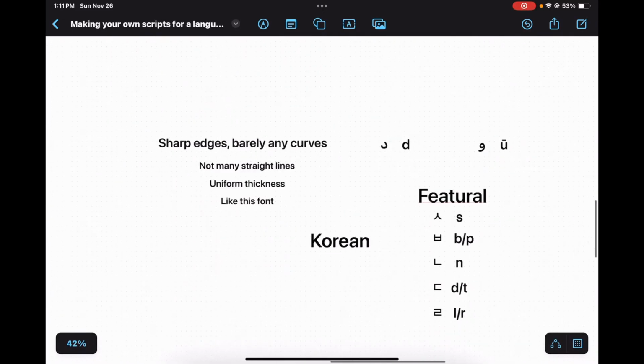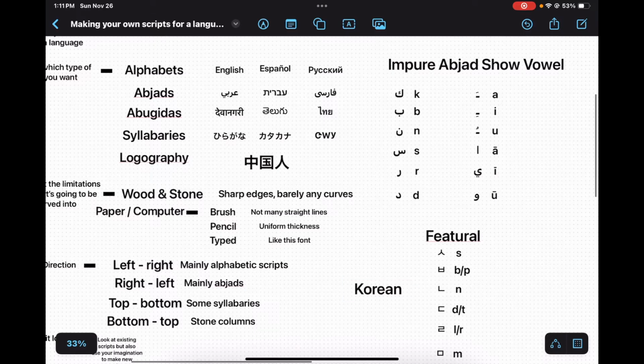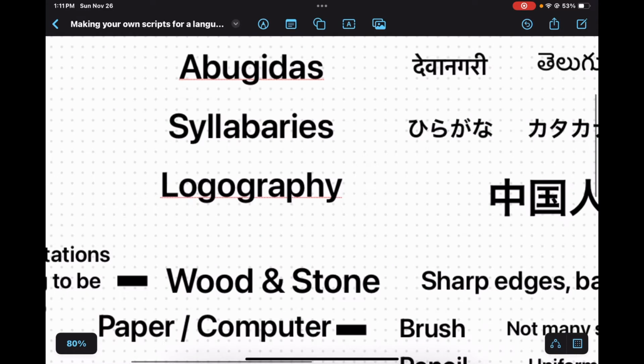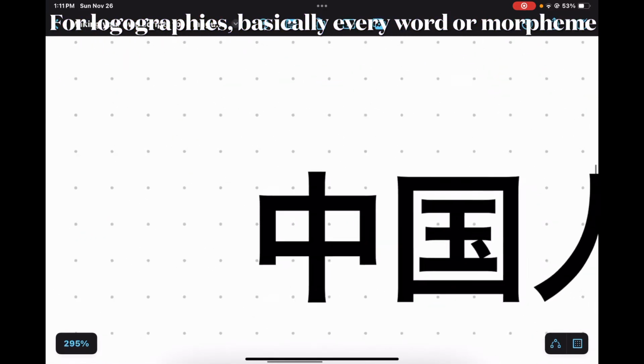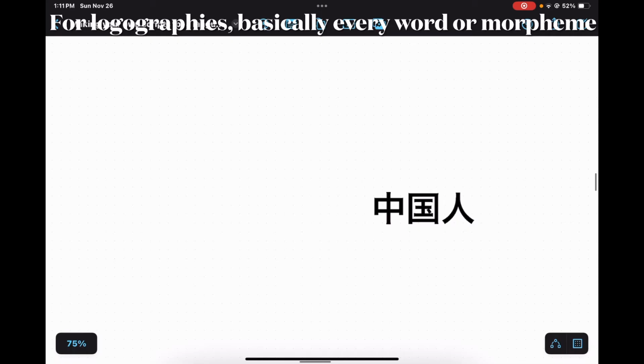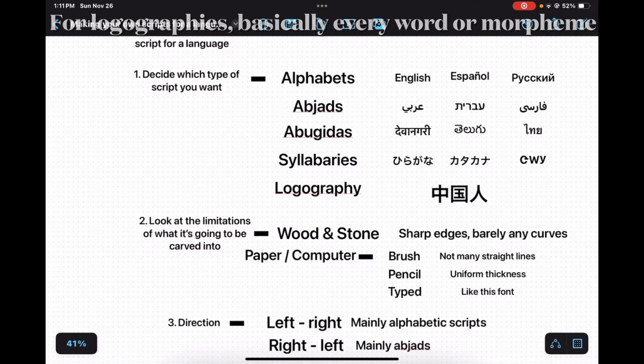And then the last one, the logography. Now, only one logography lives to today, and that is Chinese. But the Mayan script is making a comeback.